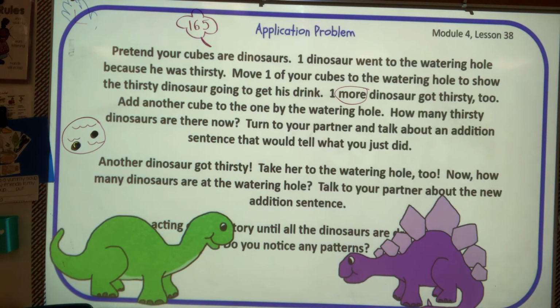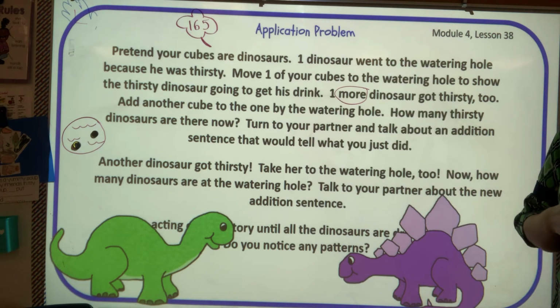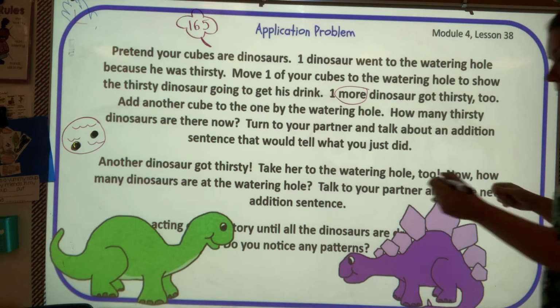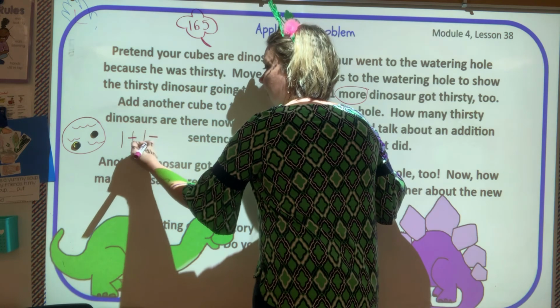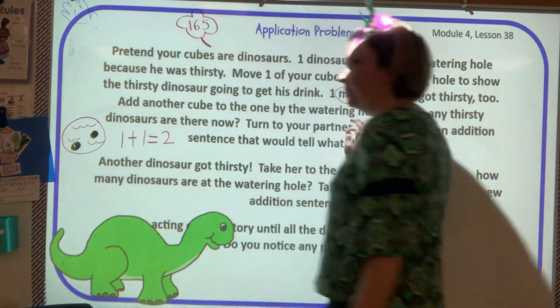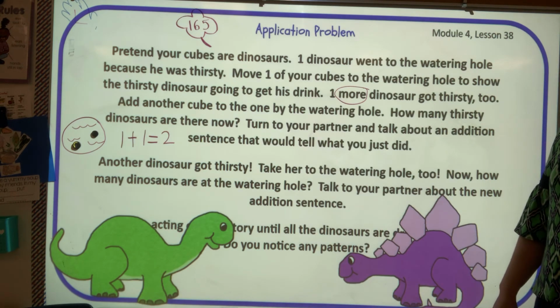2, exactly right. What is an addition sentence that would tell what we just did? Who could raise their hand and tell me an addition sentence about what we just did? Let's do Carolyn. Tell me an addition sentence. 1 plus 1 equals 2. Excellent. Write it down also. Okay.